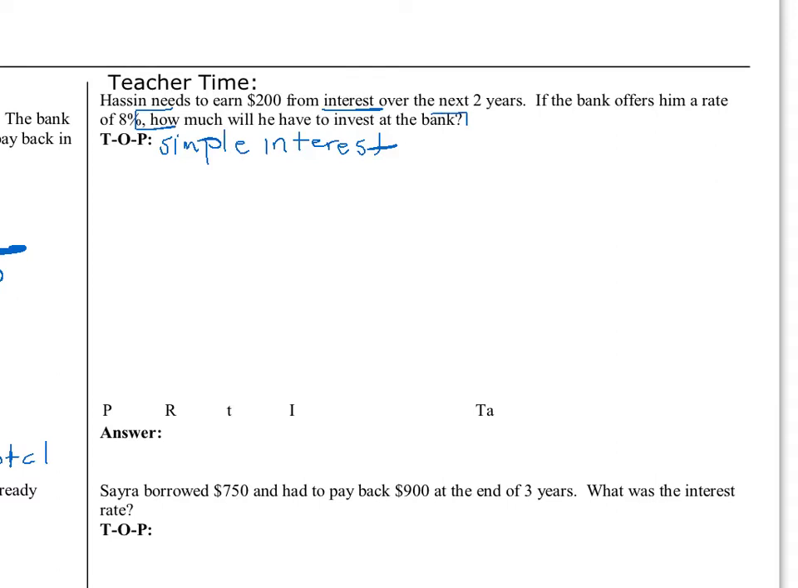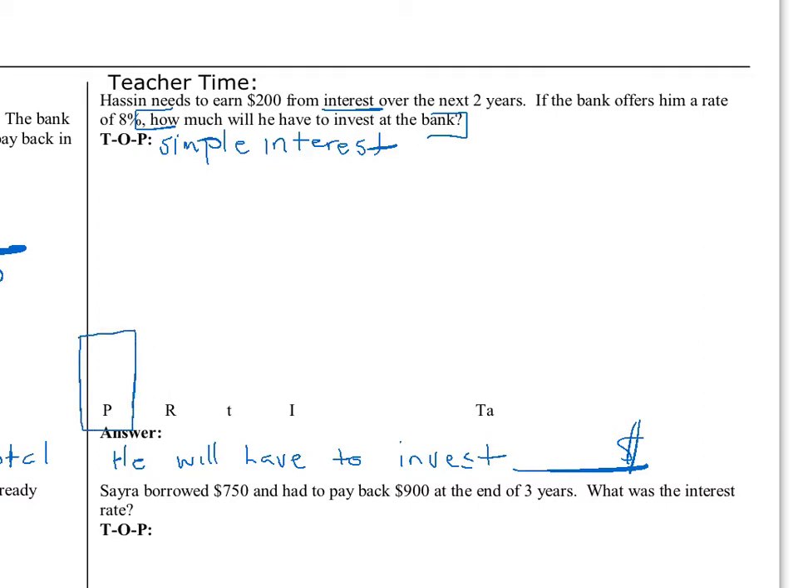How much will he have to invest? He will have to invest blank dollars. All right, if we're talking about how much he has to invest, what are we solving for? Interest? Not solving for the interest. Solve for the principal. Remember, principal is always how much is borrowed, invested, or whatever. So if we're talking about how much he's investing, we're talking about the principal.